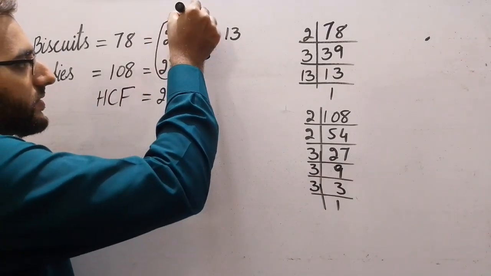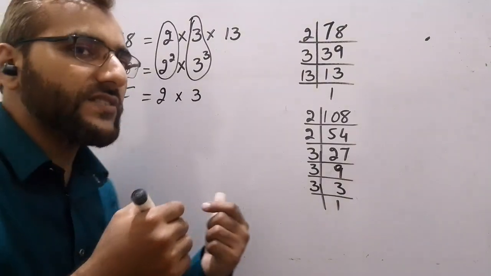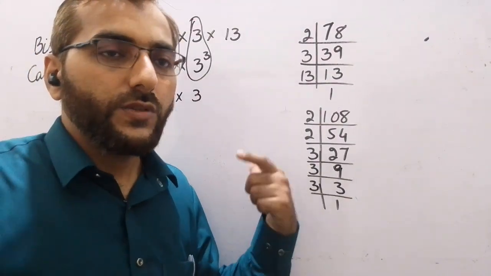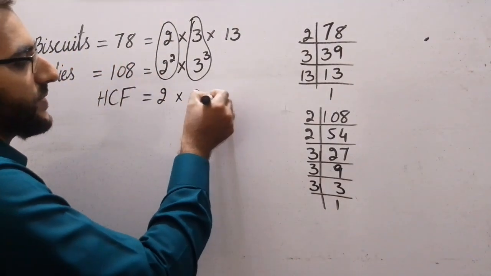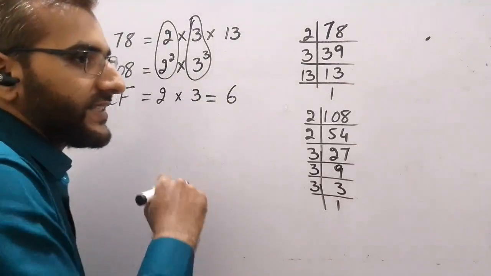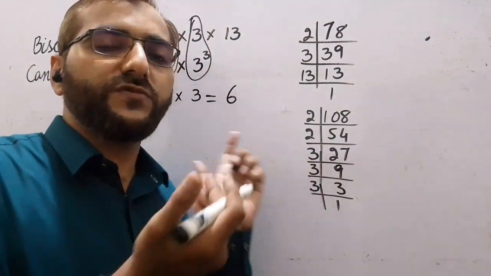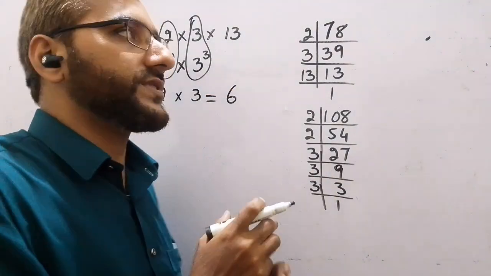As from the given powers, we take the least power of each of the factors to find the HCF. So HCF will become 6. So this 6 is telling us that there are 6 bags which can be prepared from both candies and biscuits by using equal amounts.